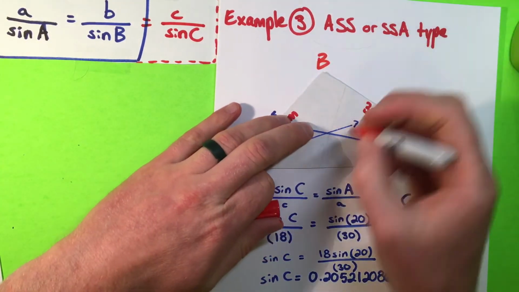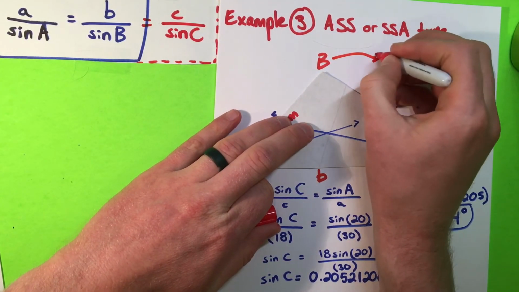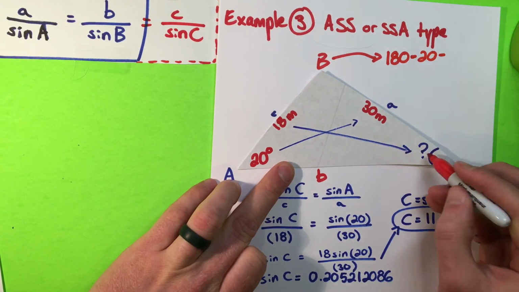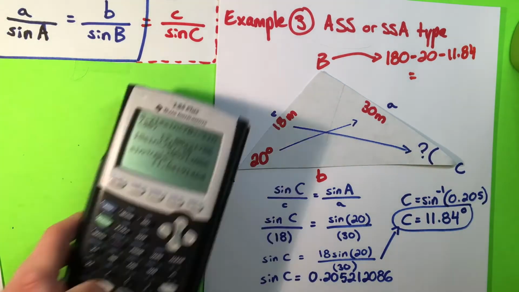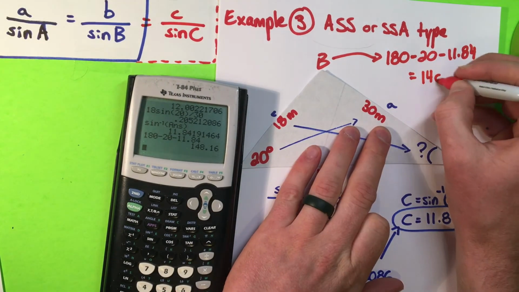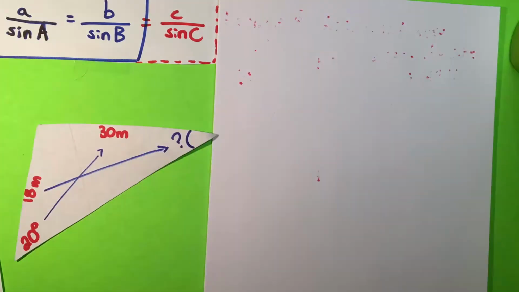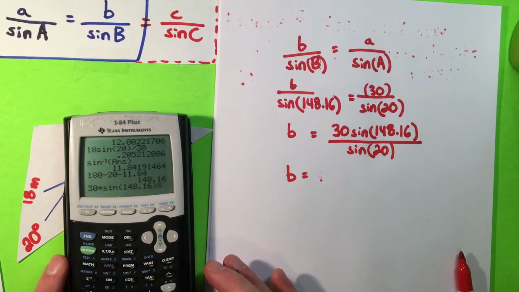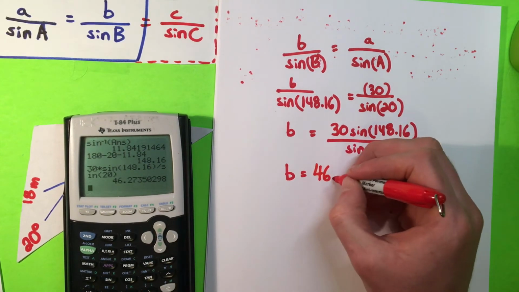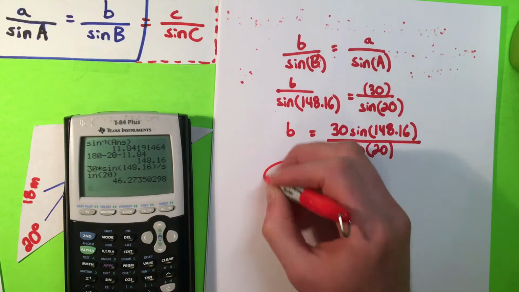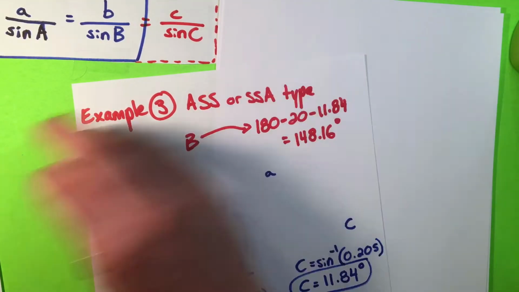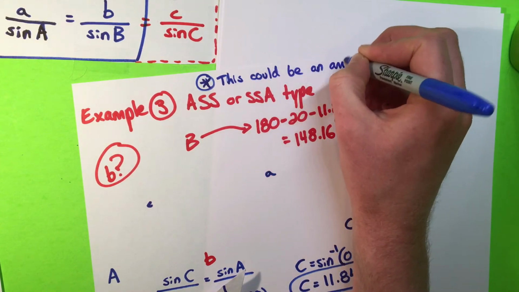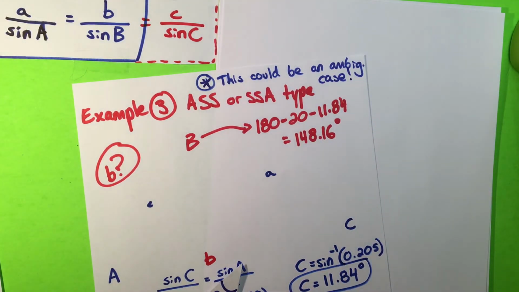This was a bit of a trickier example. You could solve the rest of the triangle if you want. We'll do it really quickly. You can get that third angle by using rule 1, and you'll end up with 180 minus 20 minus that 11.84, and you'll end up with 148 degrees for that big B. And how would you solve for B? Well, you would just use sine law again. So I would try it out. Here's the answer right here. You would get 46.3 meters as that B side length. And one thing to note is this ASS type of triangle, you probably don't have to worry about quite yet, but eventually you'll learn that there's an ambiguous case to these types of triangles.